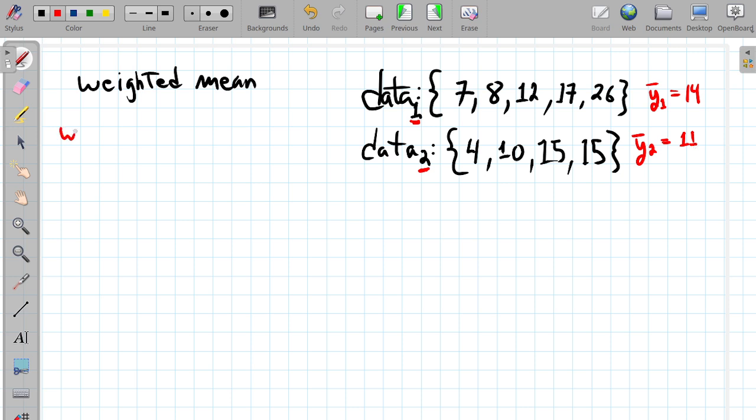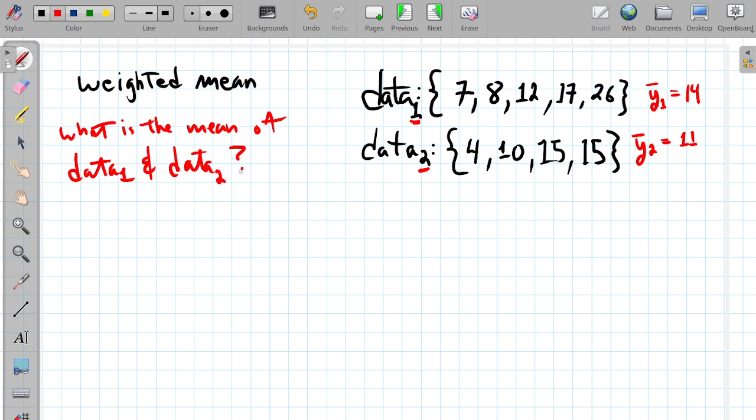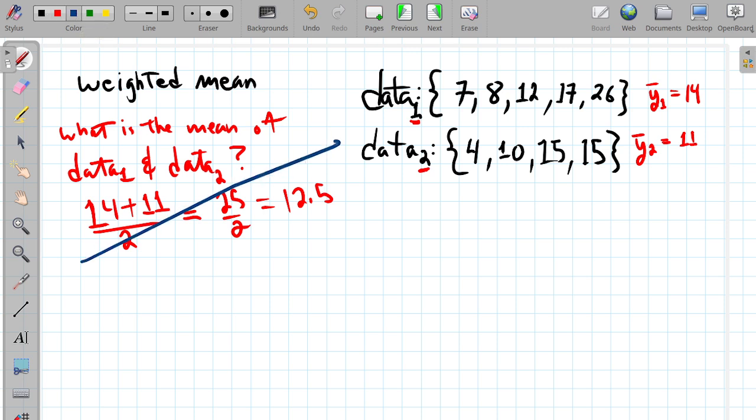So if I asked you, what is the mean of data 1 and data 2? The wrong answer is to say, let's add them up and divide by 2, because we already know the averages, right? So this is 25 over 2, or 12.5, but the problem with this is that it's incorrect. The wrong method.